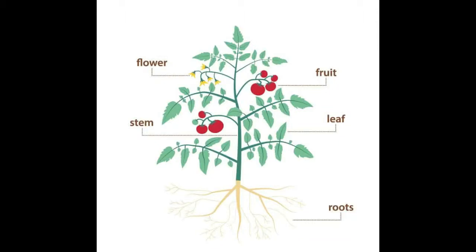Today I am going to show one interesting activity. Right from our lower class, we have already studied the parts of plant. Different parts of plant: root, stem, branches, leaves, flowers, fruit. These are the main parts of the plant.